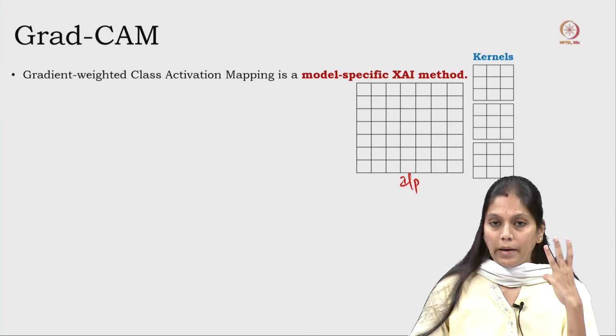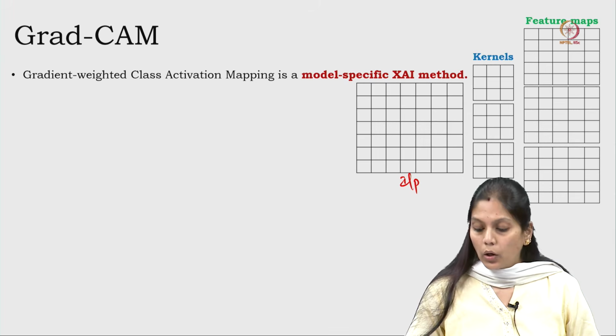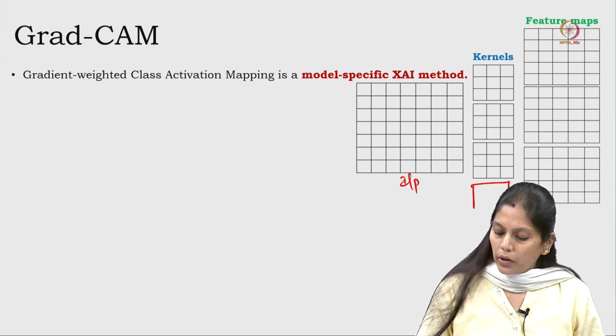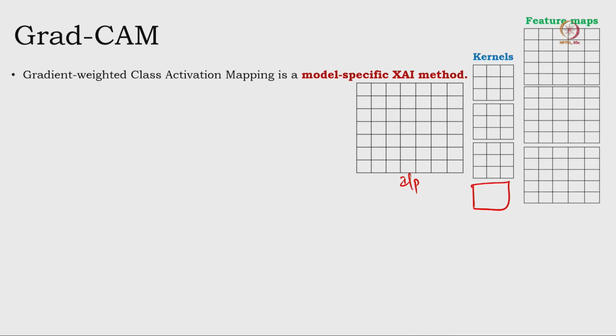If you apply 3 kernels here, we are going to get 3 feature maps. If you apply 4 kernels, we get 4 feature maps. If you apply 5 kernels, we get 5 feature maps. So here, on this input image, we have applied 3 different kernels and we have got 3 feature maps.